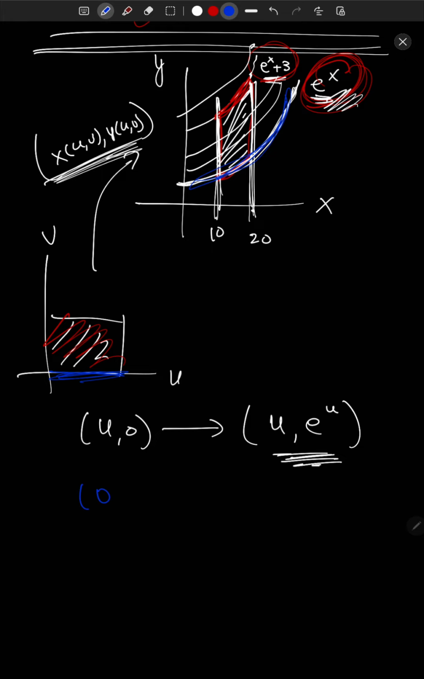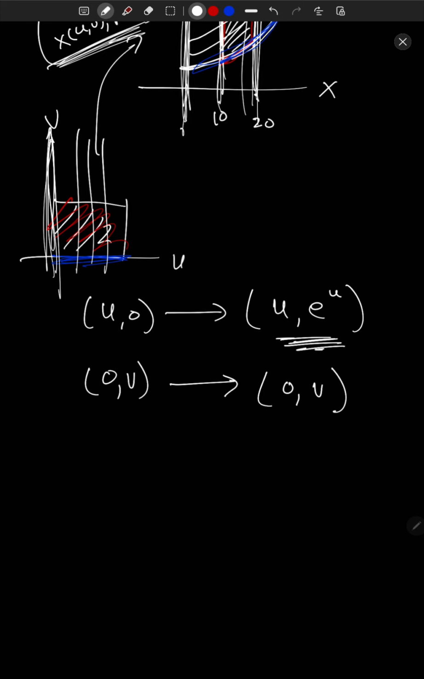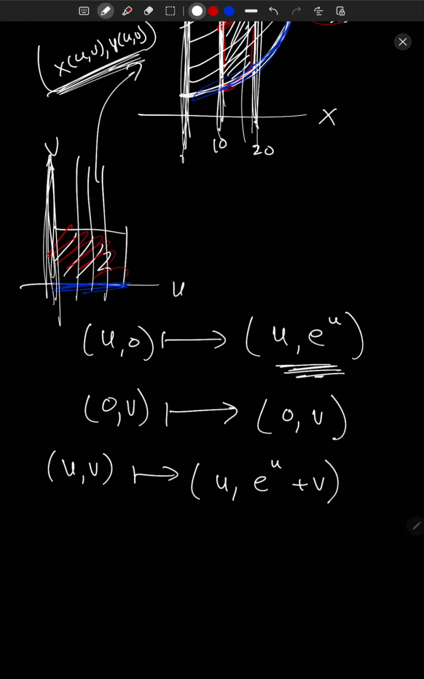And 0 comma v goes to, as we said, we just want this guy to go to this line here, right? Because if this guy just goes straight, then each of these straight guys is just going to go to a straight guy here. Okay, so 0 comma v. So our construction can be something like this. And so uv goes to u comma e to the u plus v, right?